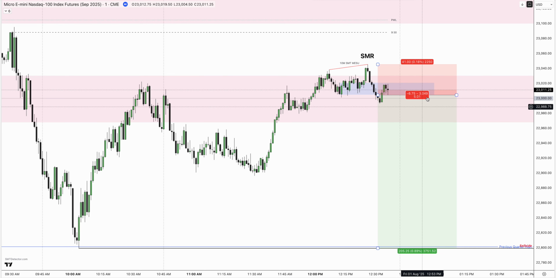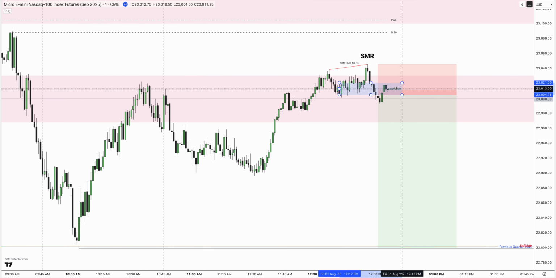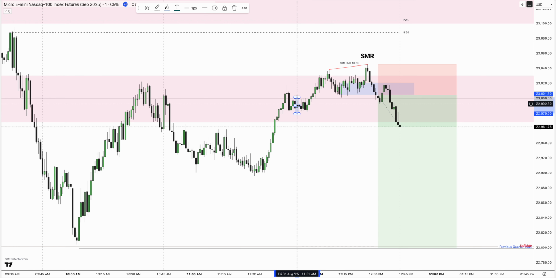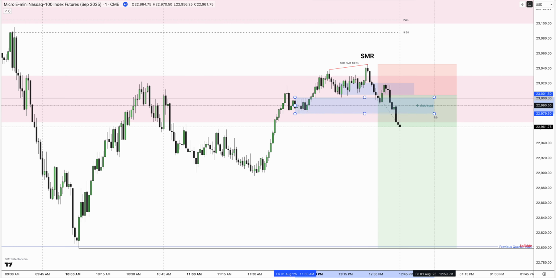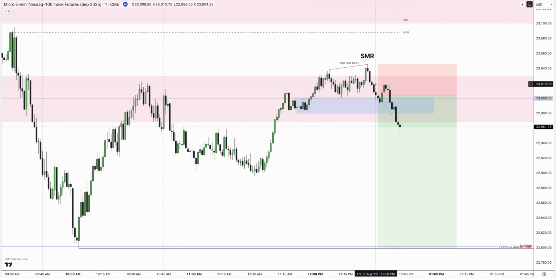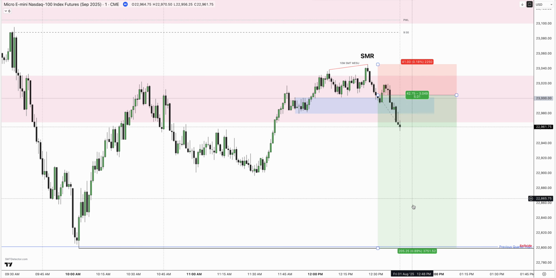Now I want to see this be respected. This PD array must form resistance for this current price action. And we start to roll over. My eyes go to the next PD array, the bullish order block. This becomes irrelevant now. I want to see price use that as resistance and then roll lower.